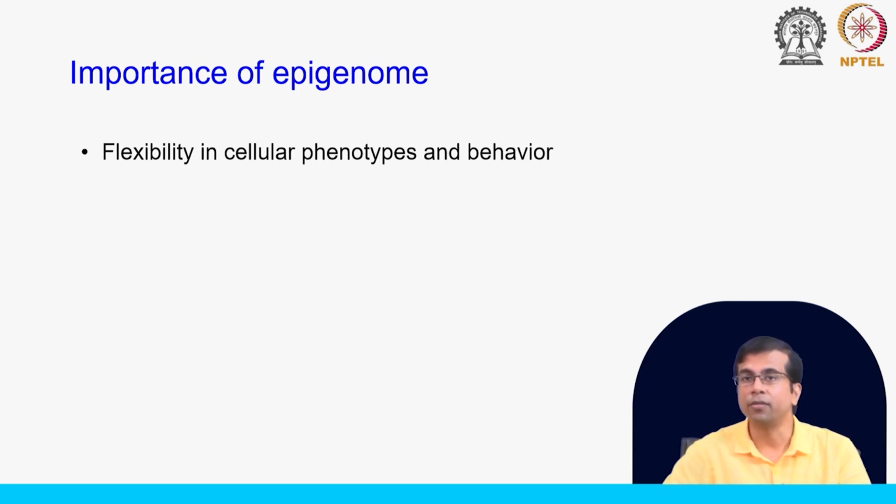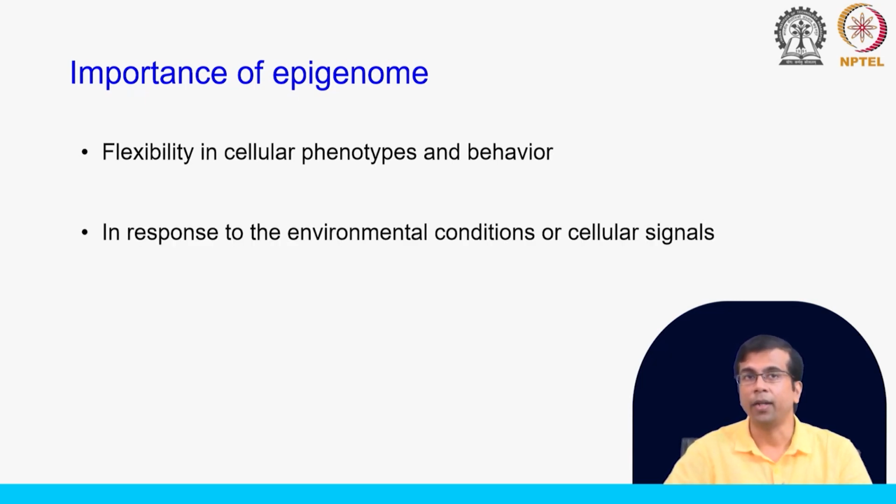So, if cells require expression of certain genes, they can remove certain marks and that can help in expression of that gene. Or if the cell does not require expression of a certain gene, it can also silence it through this epigenetic modification. As you can see, this gives a good flexibility in terms of cellular phenotypes and behavior. So, you can modify gene expression according to the need.